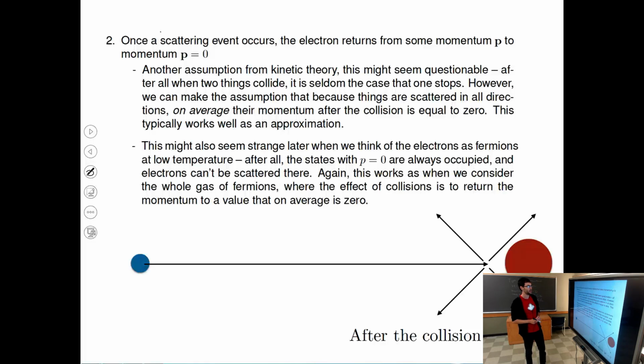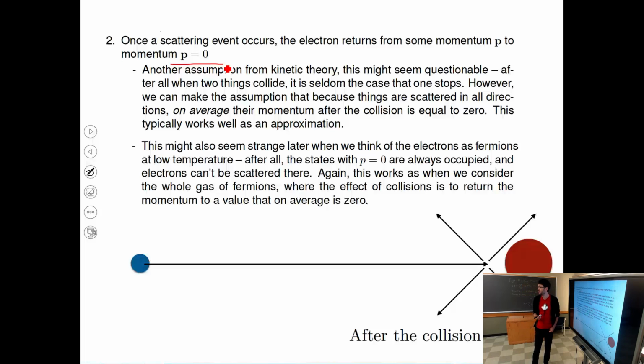Okay, the second assumption is the one that sounds a little crazy: that after a scattering event, momentum goes to zero. Now, this is not so crazy when you consider averaging over all scattering events. If you imagine a million electrons that all start going this way and then scatter in different directions, then on average, the average momentum after a million scattering events will be pretty close to zero. And so this is why this is not such a crazy assumption.